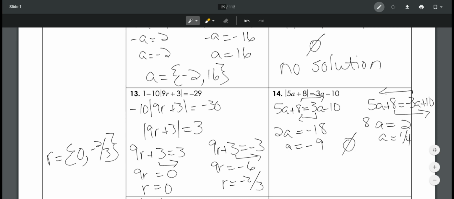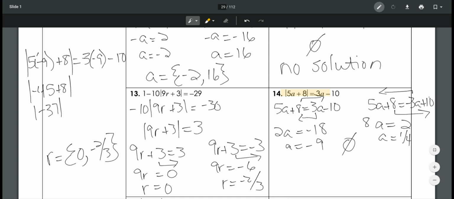Watch what happens when I plug -9 into the given problem. So I'm going to have to come over to the left-hand margin. So that would be 5 times negative 9 plus 8, all in absolute value, equals 3 times negative 9 minus 10. On the left-hand side, I get negative 45 plus 8, which is the absolute value of negative 37, which is 37. On the right-hand side, I get negative 27 minus 10, which is negative 37.